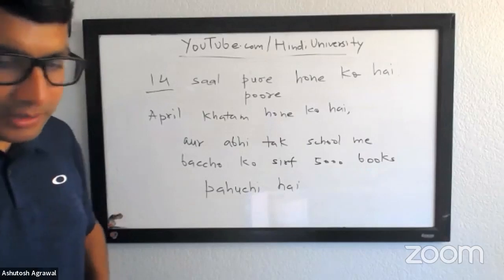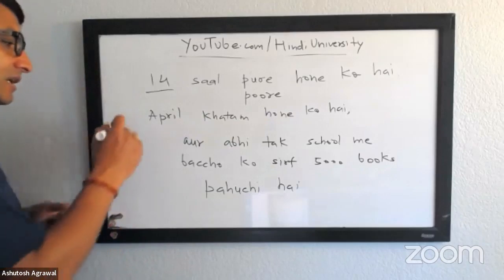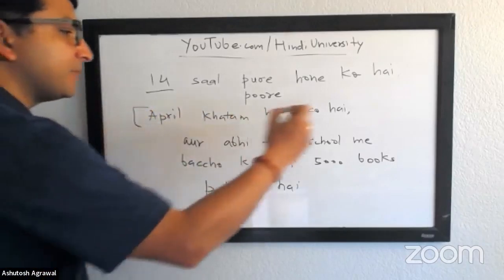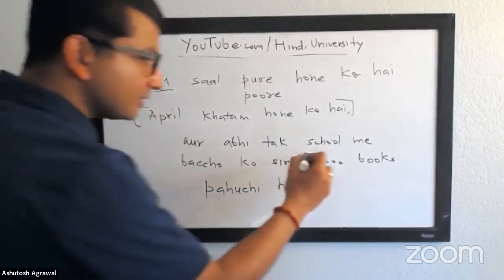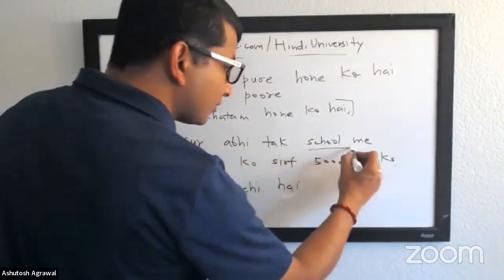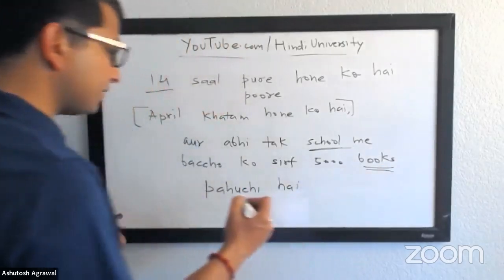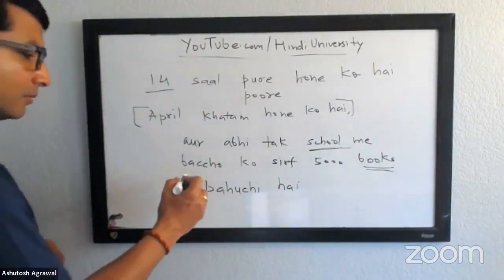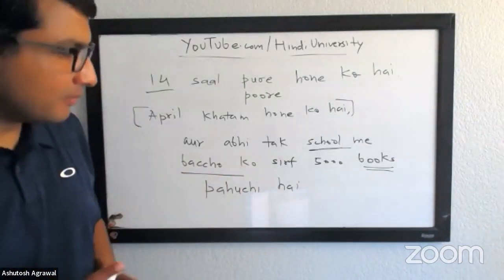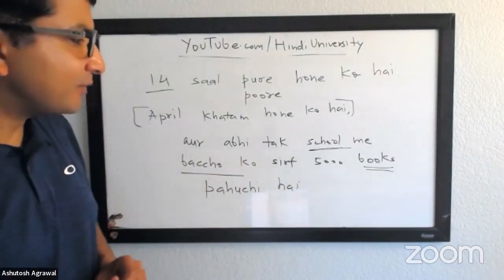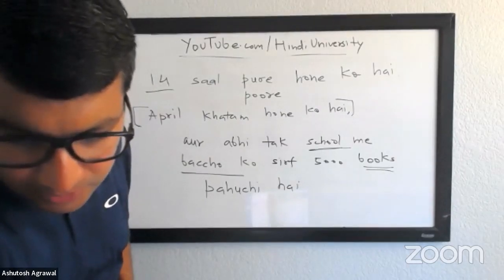If it is long, read it a few times. If it is really, really long, just focus on this part: "April खत्म होने को है." But I think you should be able to make sense of it because some English words are there. School is there, books is there. बच्चों को सिर्फ 5,000 बुक्स पहुंची है. Let's see who would like to do this one.